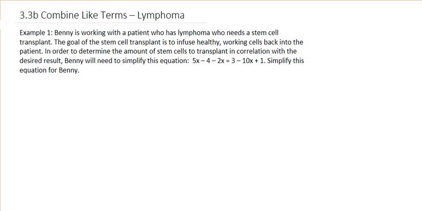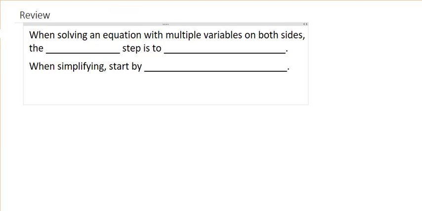Combine like terms. Benny is working with a patient who has lymphoma, who needs a stem cell transplant. The goal of the stem cell transplant is to infuse healthy working cells back into the patient. In order to determine the amount of stem cells to transplant in correlation with the desired result, Benny will need to simplify this equation. So to simplify this, let's do a quick review first.